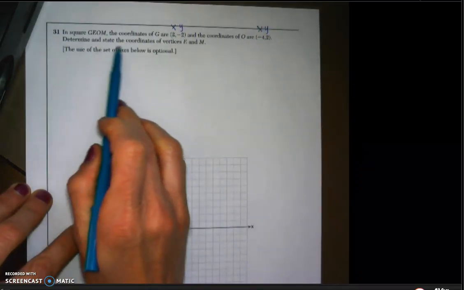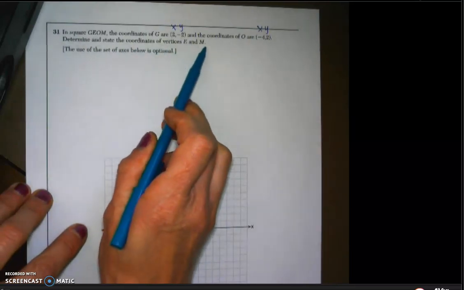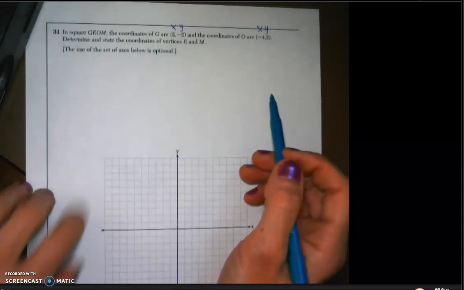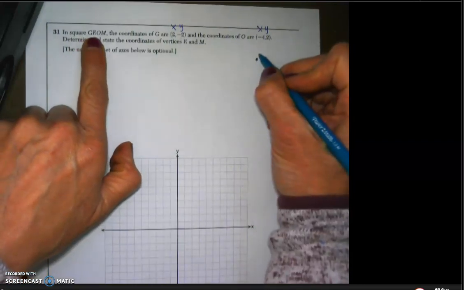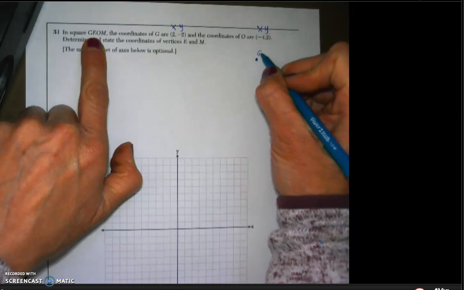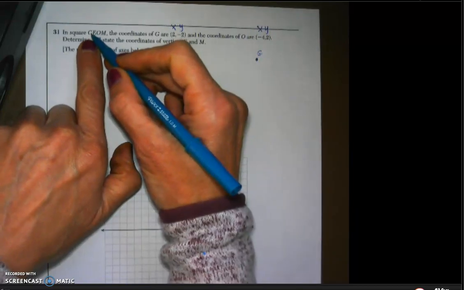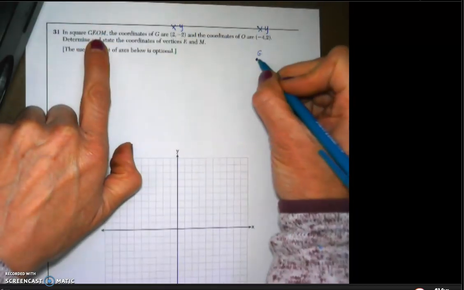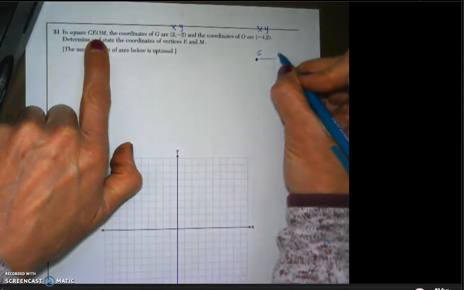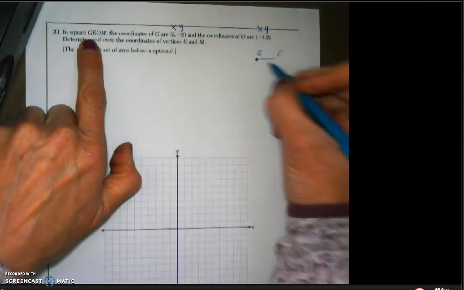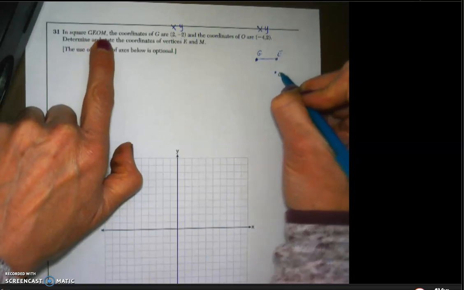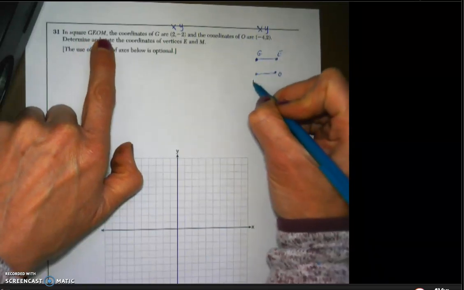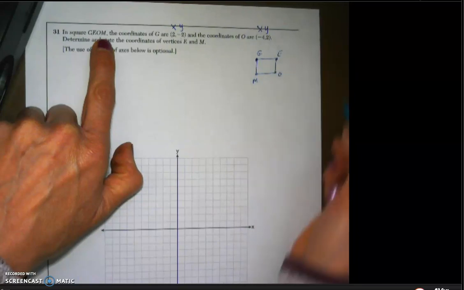Now they want us to determine and state the coordinates of vertices E and M. So let's go back to the square GEOM. If G is, let's just say, over here, the name of the figure is always in the direction of the letters that they have here. So if G is here, then E will be next, then O will be after E, and then M will be after O. So it would be GEOM.